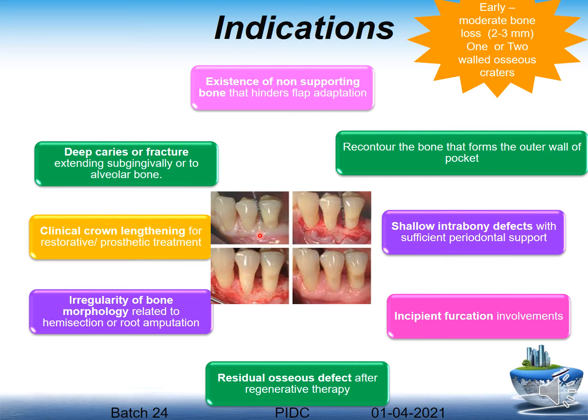Here you can see a case where there is a pocket present. When reflected, you could see the depth of the pocket, and you could see some amount of bony irregularity. So the bone is contoured accordingly and the flap is replaced back. You can see that there is a space here, and this space is to be maintained by the patient later.